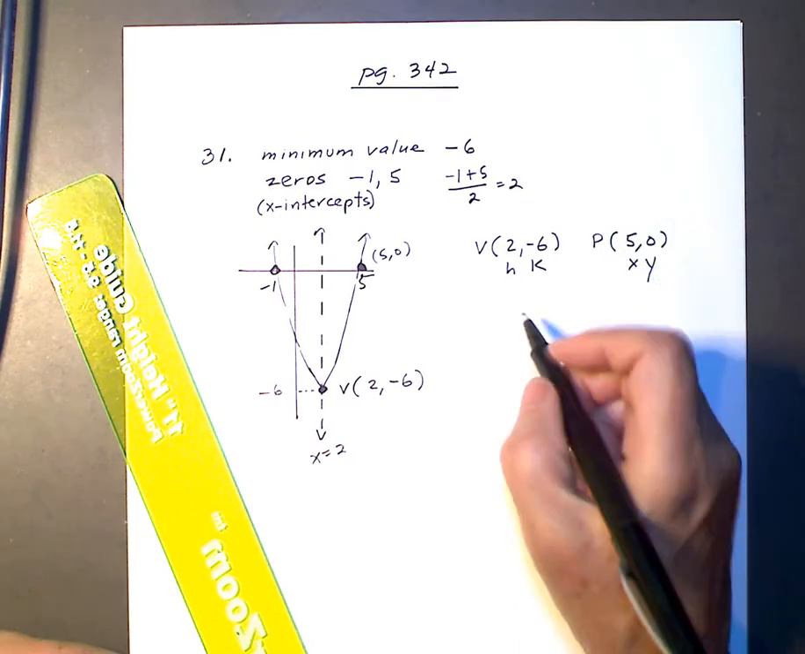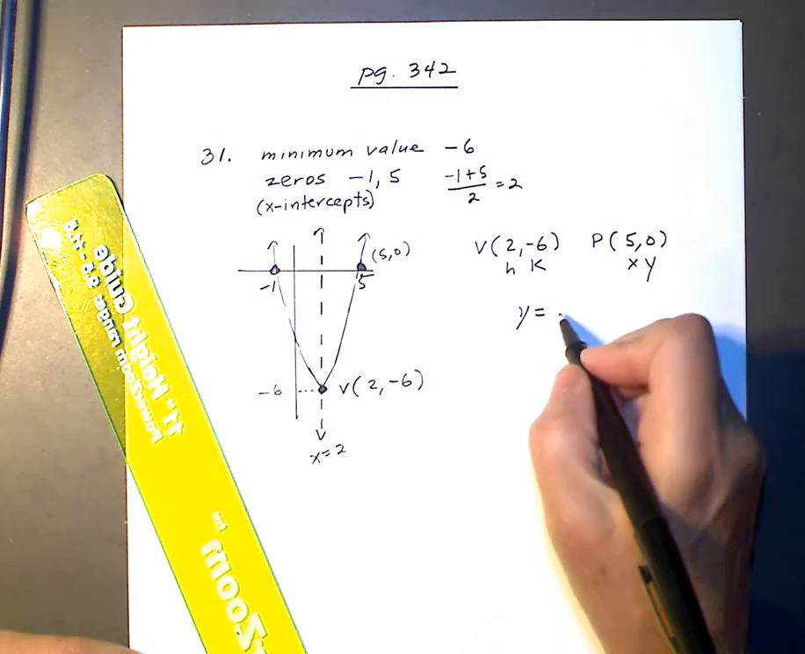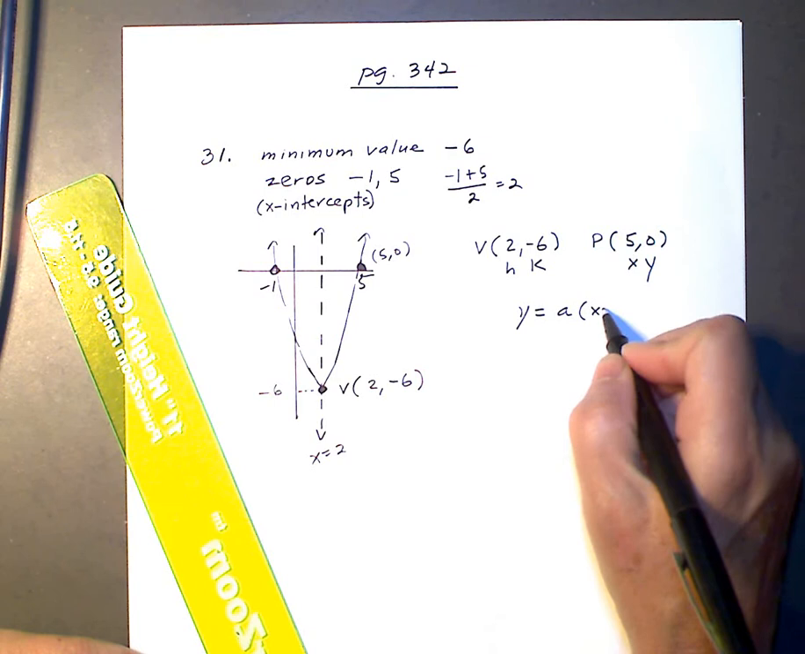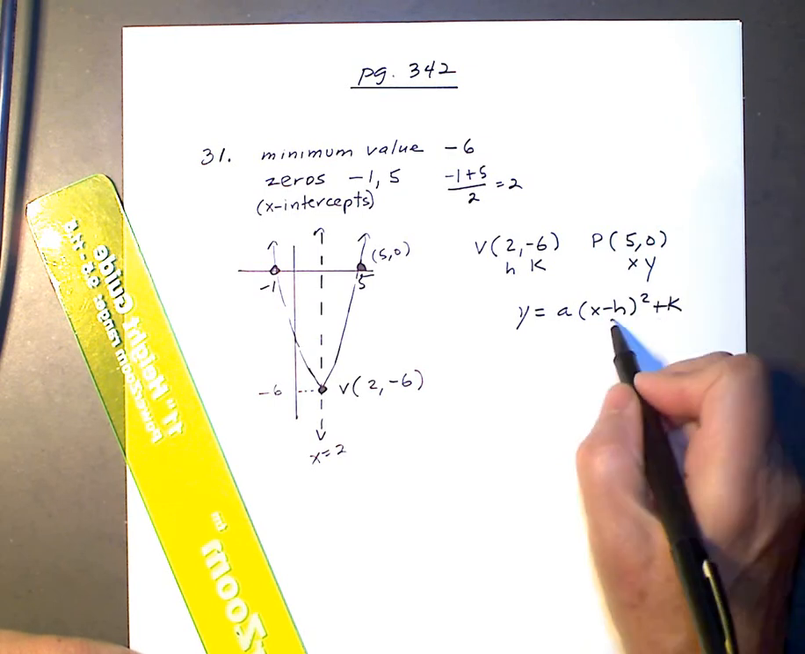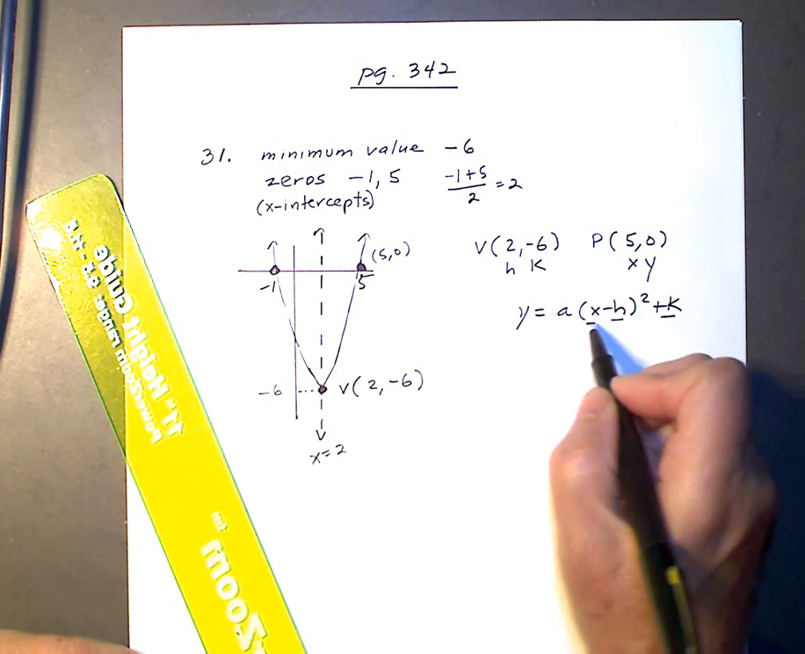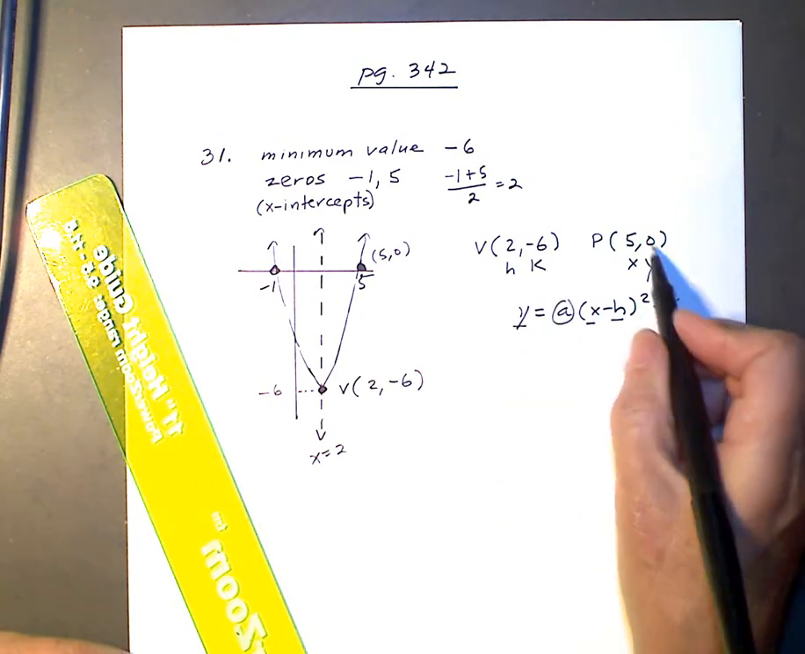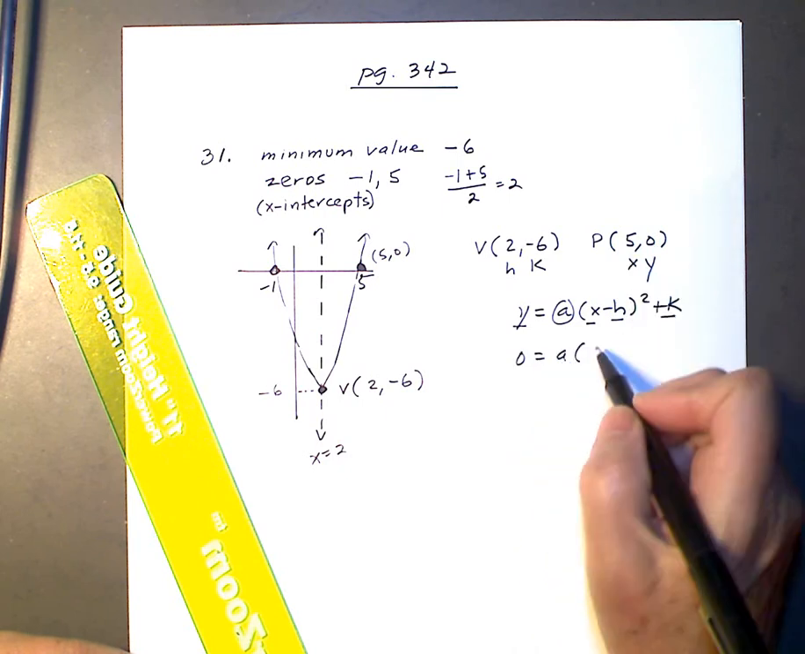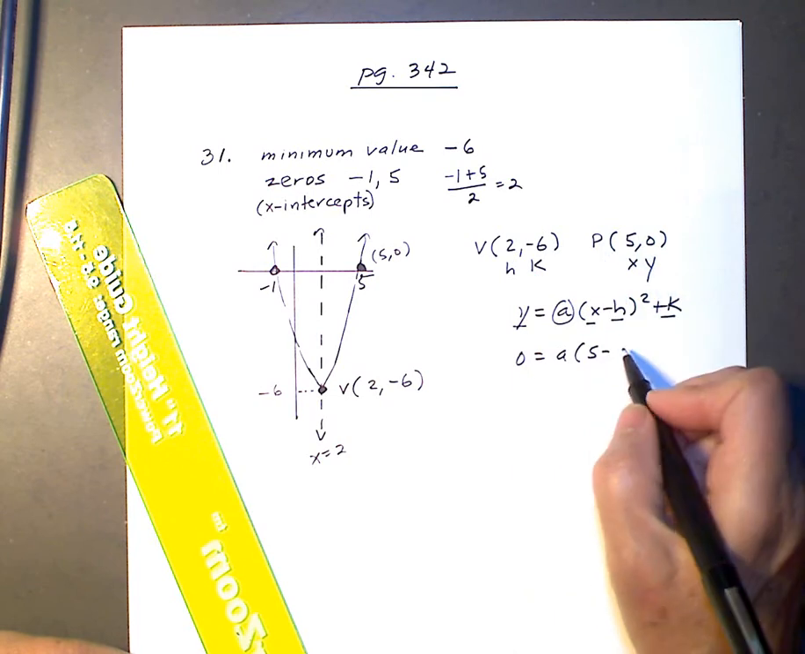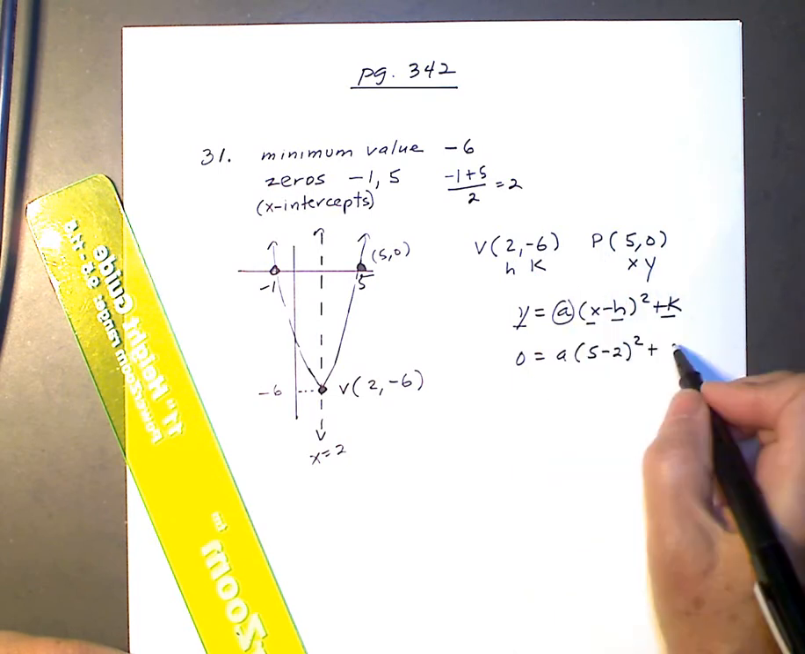So the form of the equation in vertex form is y equals a times (x minus h) quantity squared plus k. So I have an h and a k, and I have an x and a y that are on the graph, and I can solve for the unknown a. So y of 0 is equal to a times (x, which is 5, minus h, which is 2) quantity squared, plus k, which is -6.